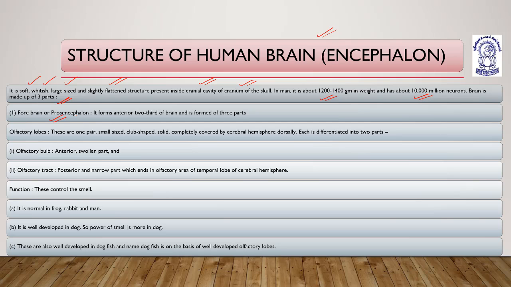Forebrain or prosencephalon. It forms anterior two-thirds of the brain and it is formed of three parts.